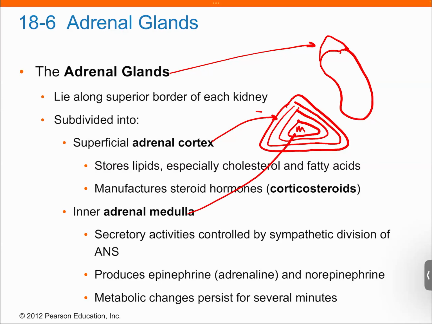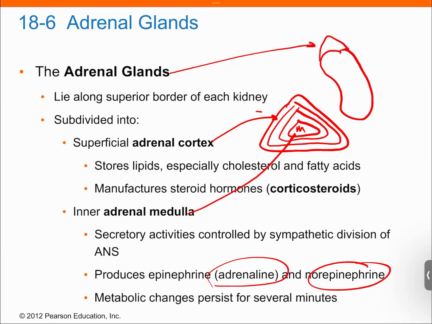Now, the cortex is important. The different layers will make different things. So they make corticosteroids and various other sorts of things as well. And the adrenal medulla is largely focused on the adrenalins. So epinephrine and norepinephrine.